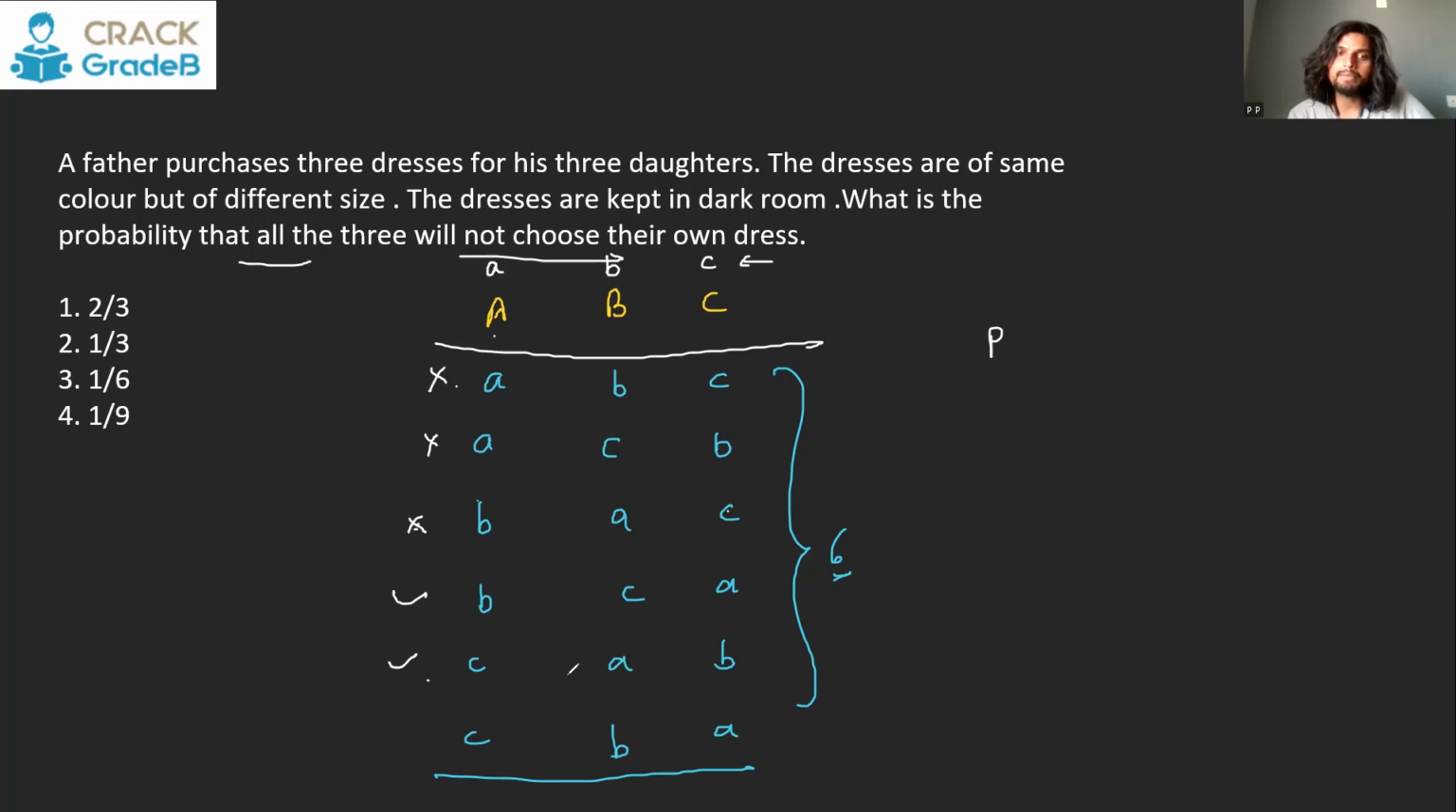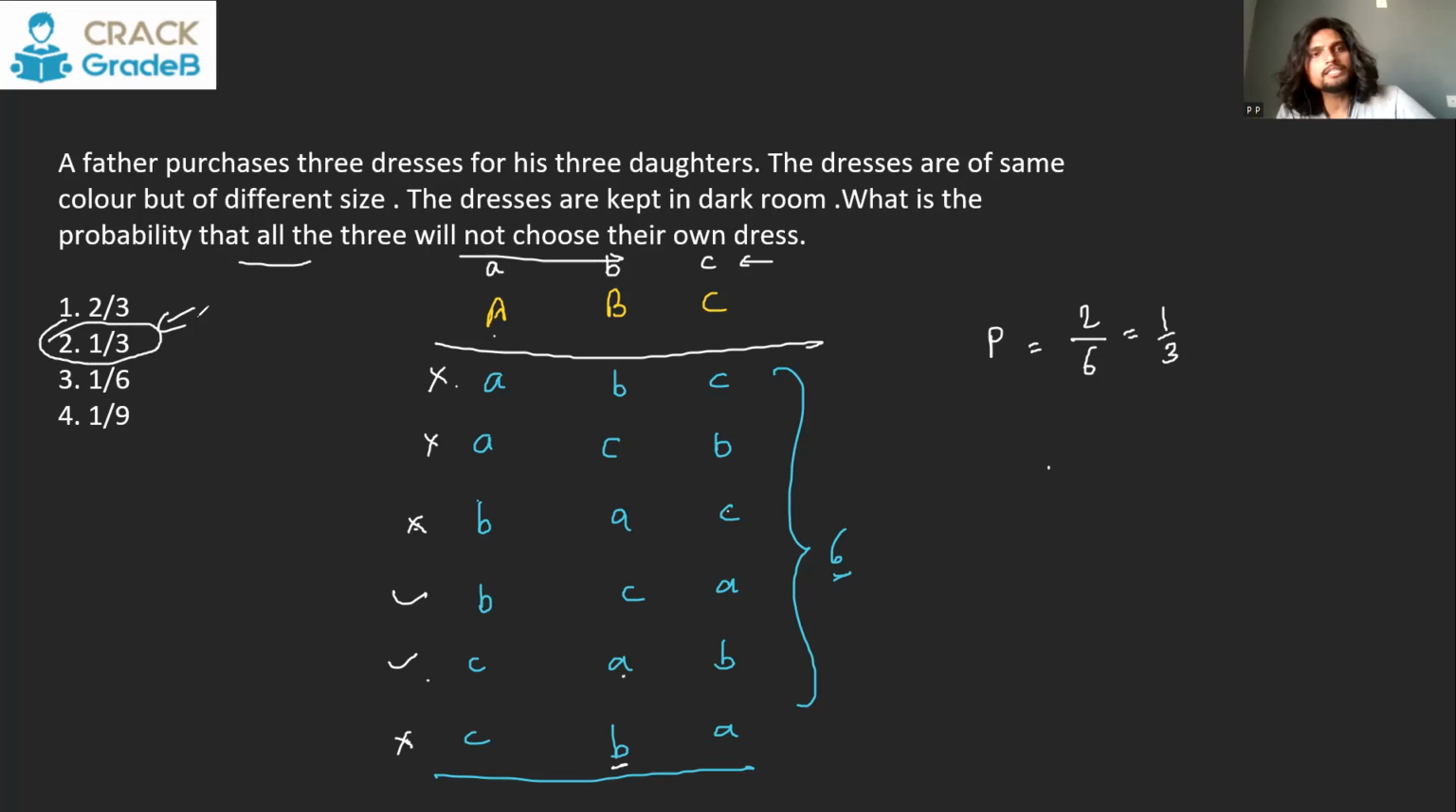A selecting C, B selecting A, and C selecting B. Is the last one favorable? Again, no, because B is selecting her own dress. So out of total 6 cases, there are 2 favorable cases. That's why the probability will be 1/3, option number 2.